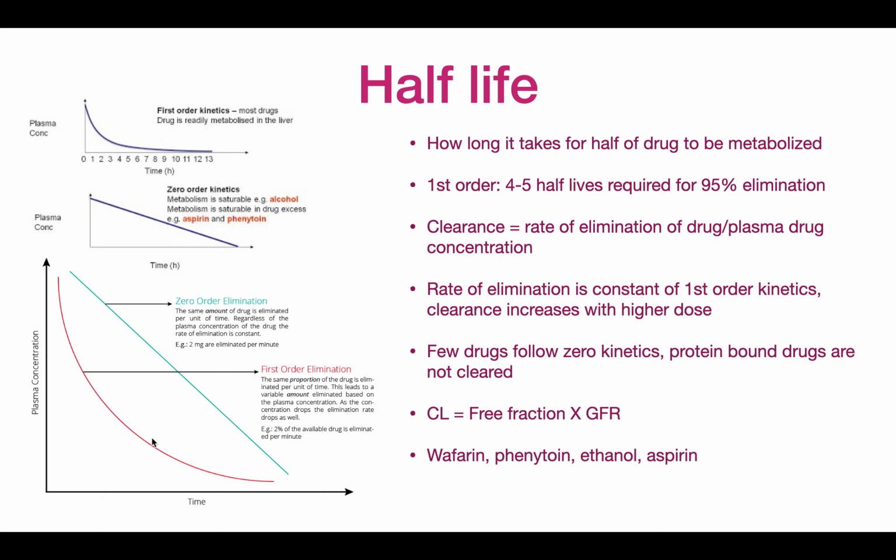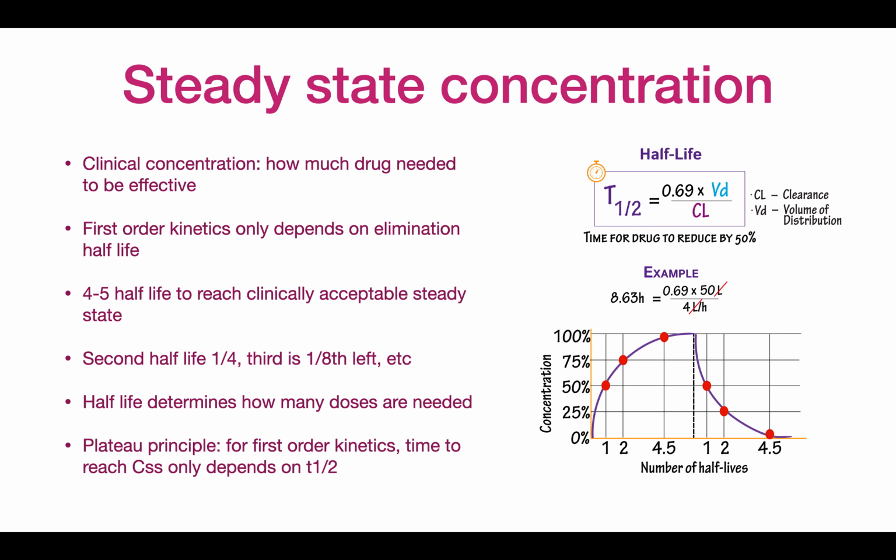So just look at this example. 2% of the available drug is eliminated per minute, while 2 is going to be eliminated regardless. So this is amount, this is percentage. A steady state concentration is how much of the drug is needed to be effective. And like I said, with first order kinetics, half-life determines how many doses are needed.